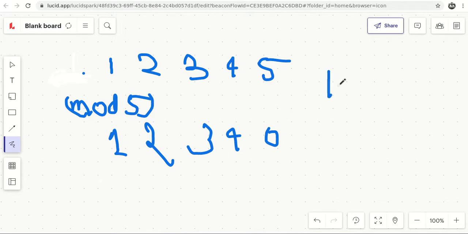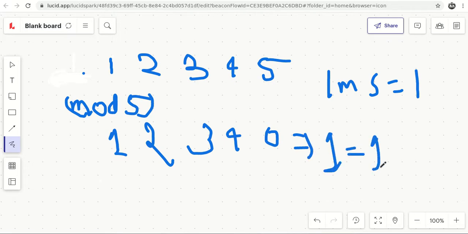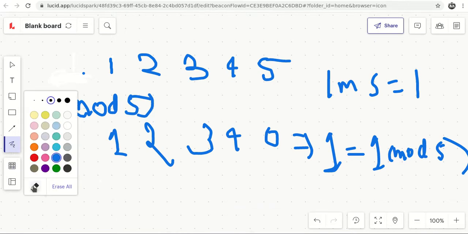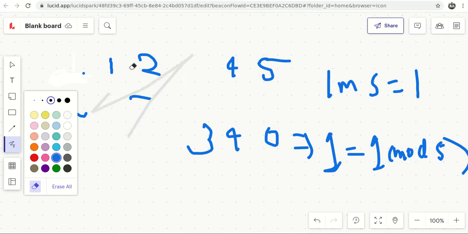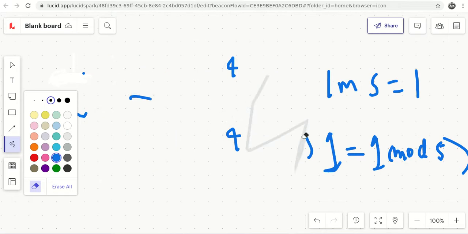So 1 mod 5 equals 1, and 6 mod 5 equals 1, modulus 5. So that is what we understood.